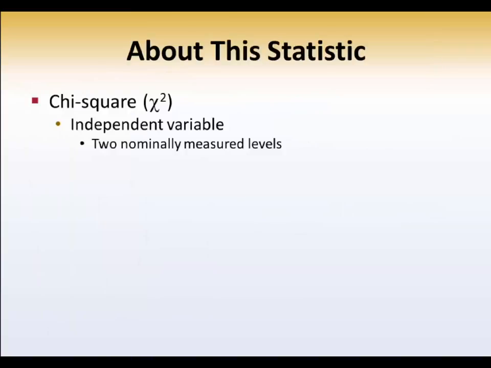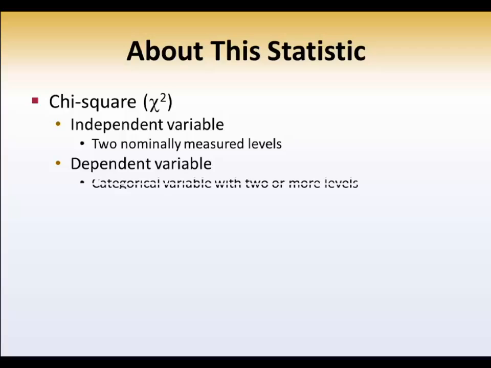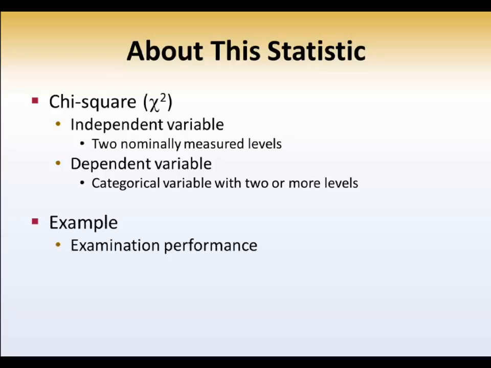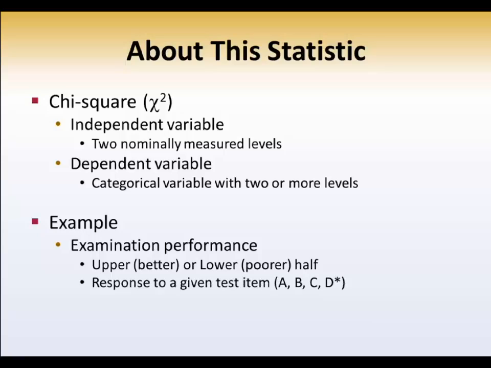Chi-square has two nominally measured levels. The dependent variable is a categorical variable with two or more levels. So the example that we're going to use is we have examination performance, and we've categorized people into upper and lower group. The upper group performed better, the lower group performed poorer. Then we want to see if there's a relationship between which group you were in and how you responded to a particular item. In this case, the responses to the item are A, B, C, D, and D is starred, indicating that that's the correct response.